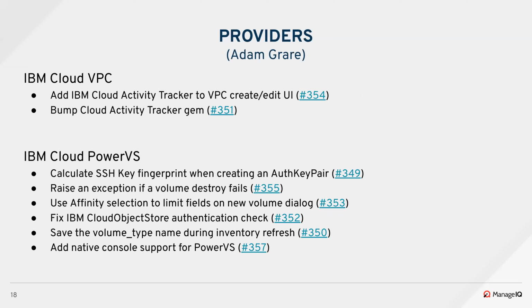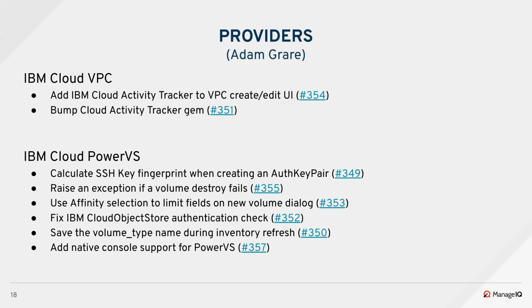For VPC, Nasser added the ability to add the IBM Cloud Activity Tracker service key to VPC via the UI. Previously, this had only been able to be done with the Rails console in a kind of development method, but now there's the ability to add this as a separate endpoint in the params for create on the UI. He also bumped the IBM Cloud Activity Tracker gem to fix a bug where it wasn't getting required properly.